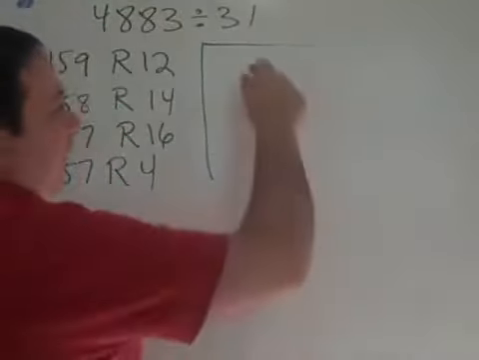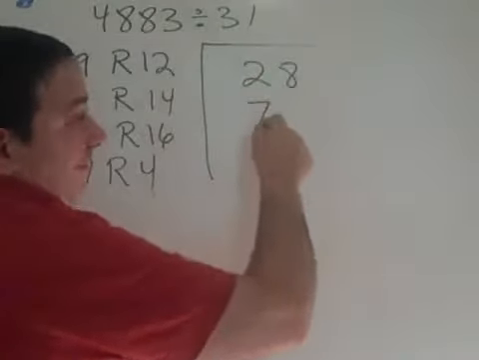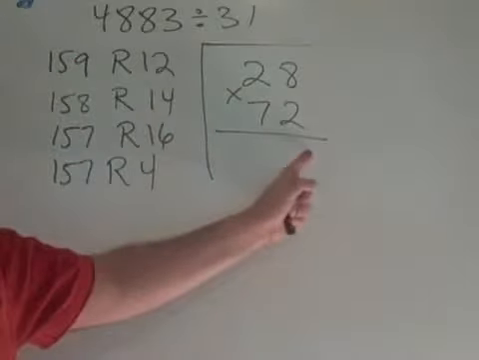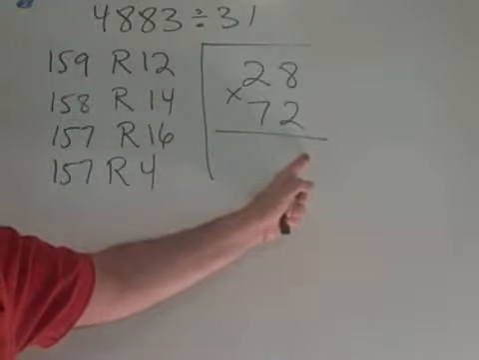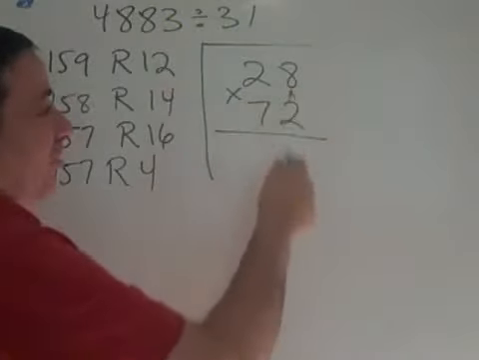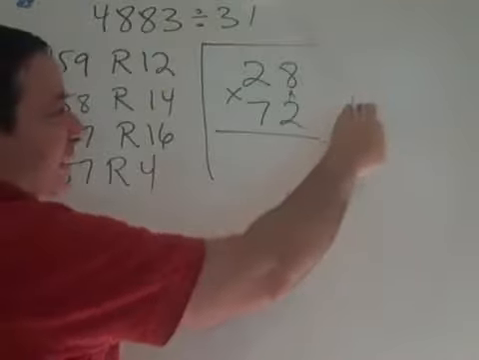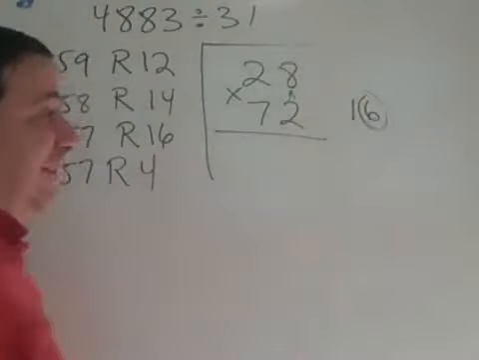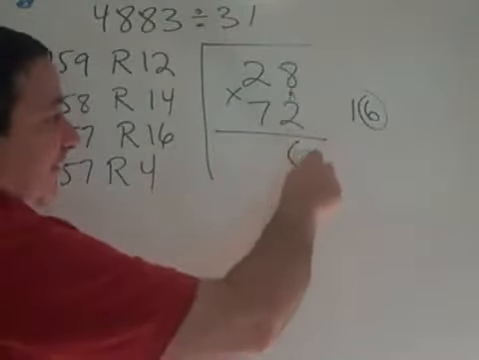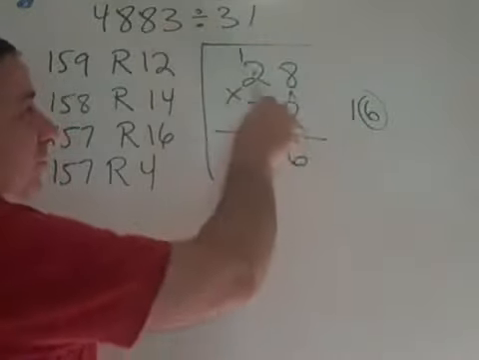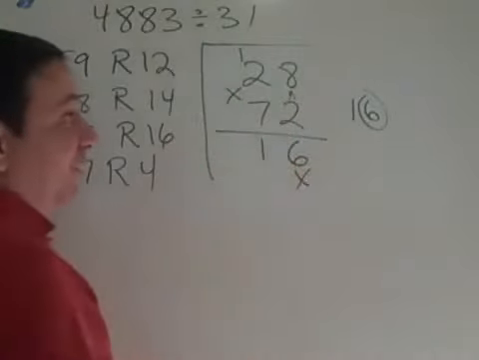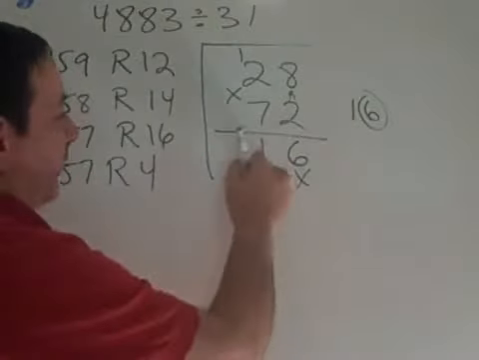Suppose you were multiplying 28 by 72. My question is, what's the right-hand number going to be in the answer? The answer to my question is, it comes from 2 times 8. 2 times 8 is 16, which ends in a 6. This final answer will end in a 6. 2 times 8 is 16, carry a 1. 2 times 2 is 4, plus 1 is 5. Then you indent.